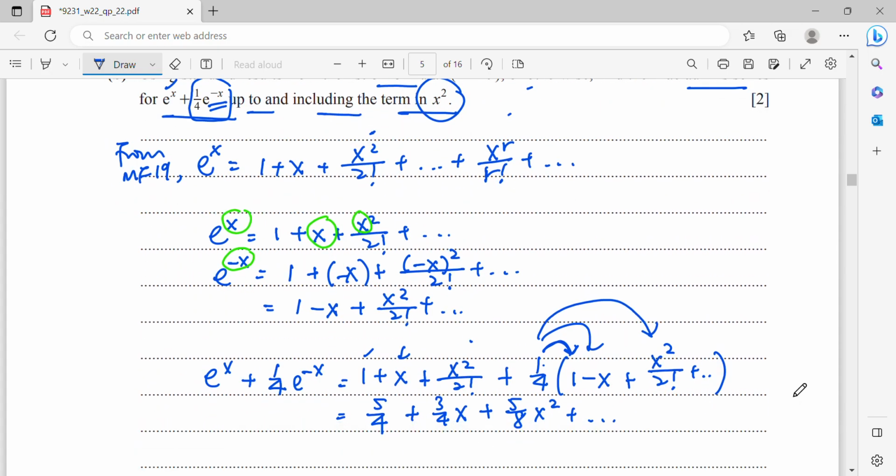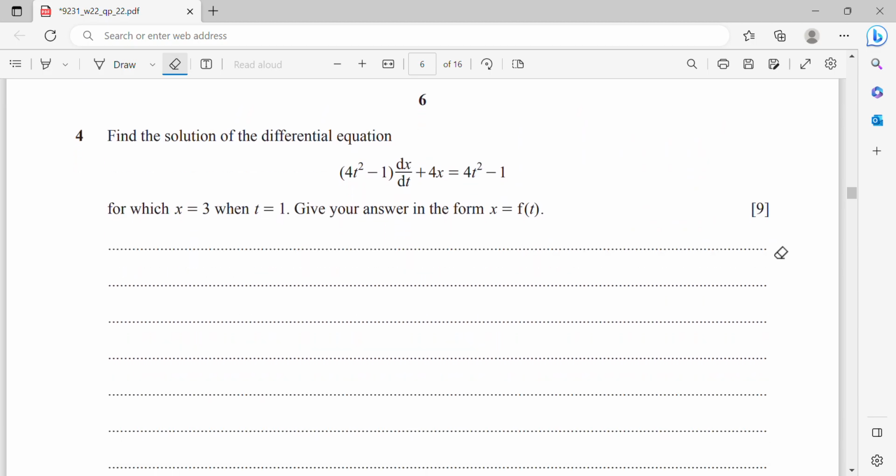Okay, so that's all for this part. Now, let's move on to the next question. The next question is question 4. Find the solution of the differential equation (4t squared - 1) dx/dt + 4x = 4t squared - 1, for which x = 3 when t = 1. Give your answer in the form x = f(t). So now, first of all, let me copy the question.